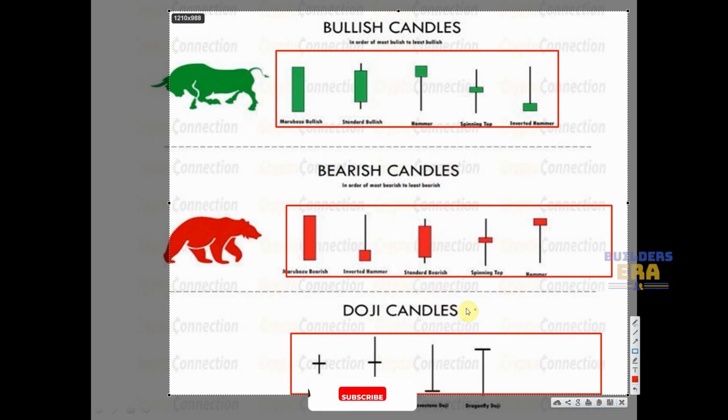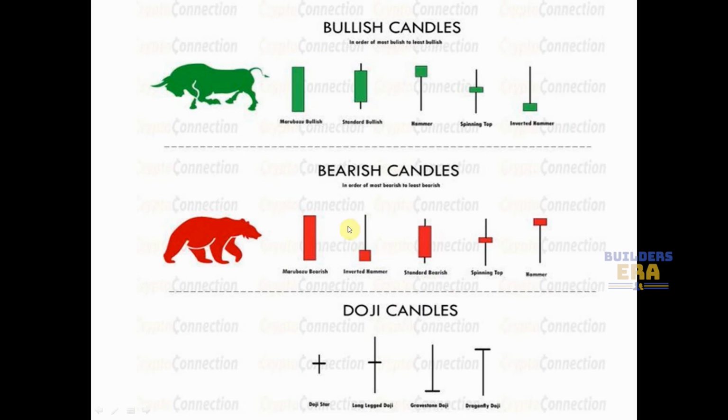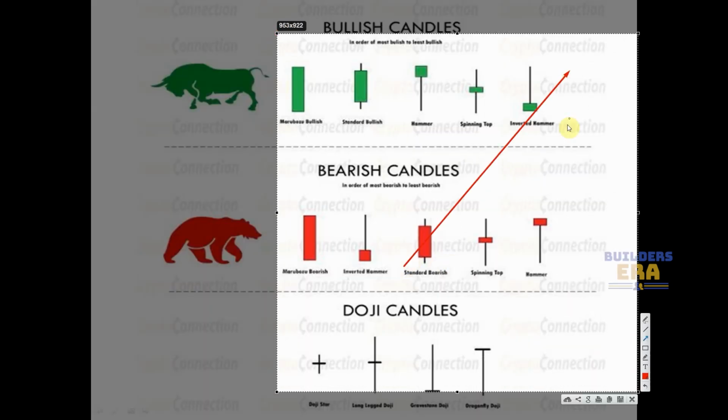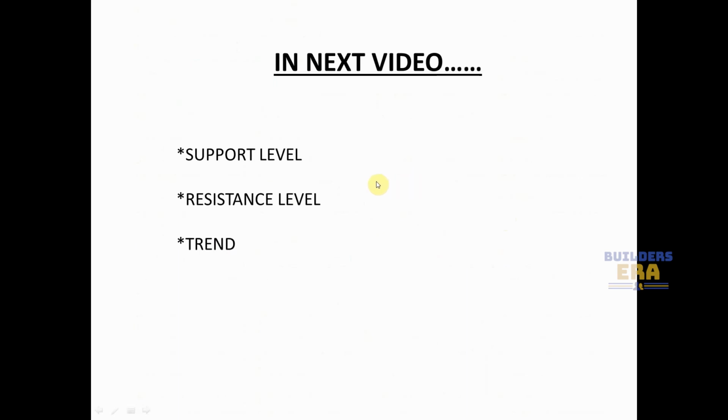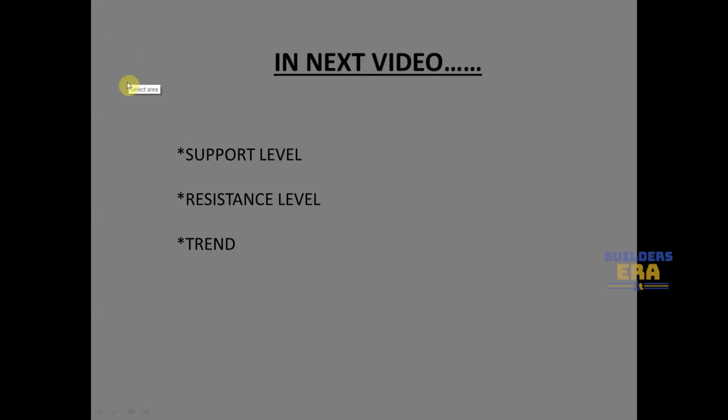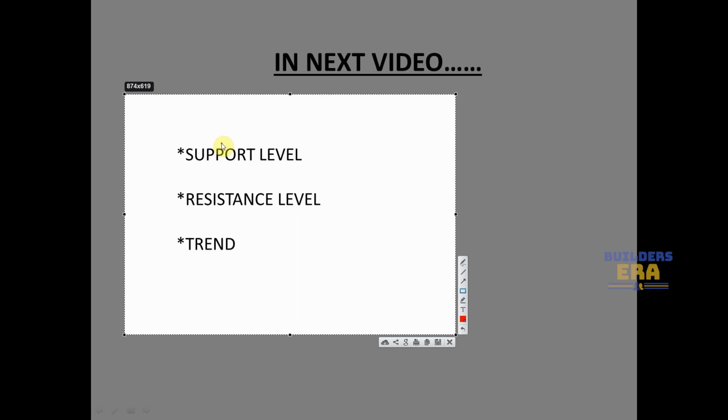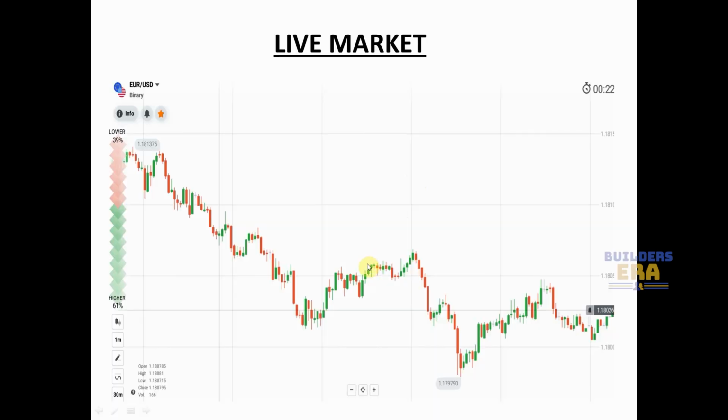When this type of candle appears in a market, there are some ways to predict the next candle based on their placement. If they appear in the middle of the trend, it will mostly continue the trend. If it appears at a support or resistance level, it will mostly reverse the market. I know you may be confused about what level, support, resistance and trend are. Don't worry. In the next video we are going to learn about support and resistance. So in the next video, we will learn about those support, resistance and trend things in the live market.